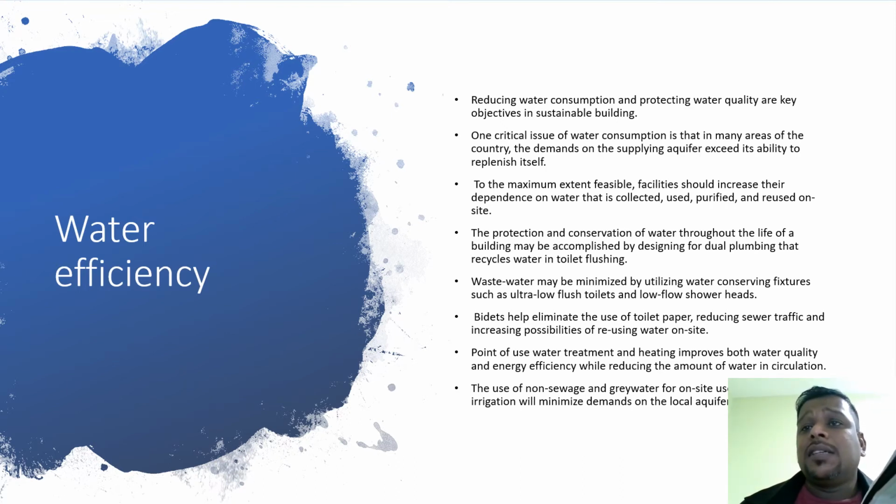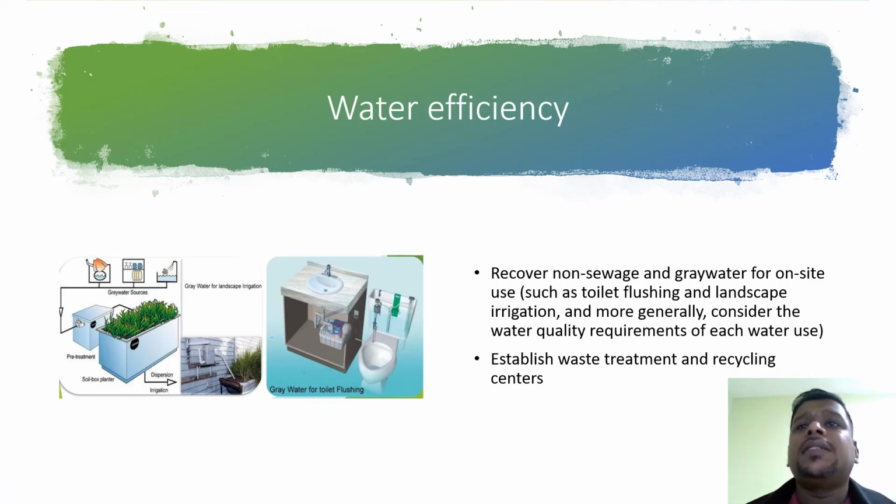The use of non-sewage and grey water for on-site use such as site irrigation will minimize demand on the local aquifer. Recover non-sewage and grey water for on-site use such as toilet flushing and landscape irrigation, and more generally consider the water quality requirement for such water use. Establish wastewater and recycling centers.